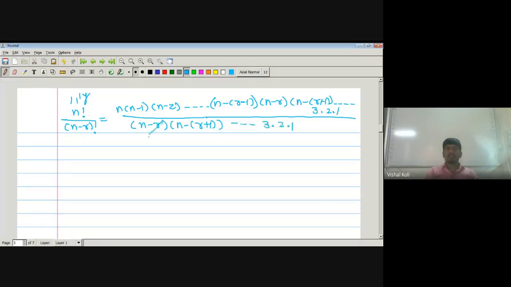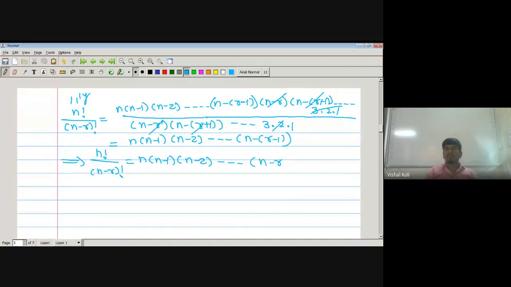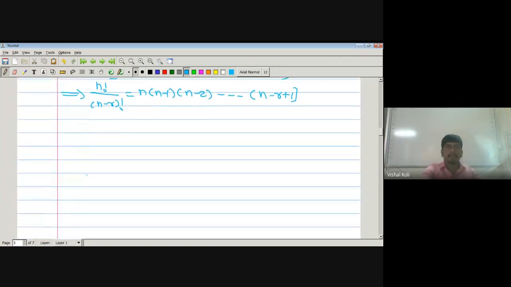So n minus r, n minus r, n minus r minus 1, n minus r minus 1, down to 3, 3, 2, 2, 1, 1 get cancelled, and what remains is n into n minus 1 into n minus 2 up to n minus r plus 1. Which implies n factorial divided by n minus r factorial is n into n minus 1 into n minus 2 up to n minus r plus 1. Okay, up to now any doubt?